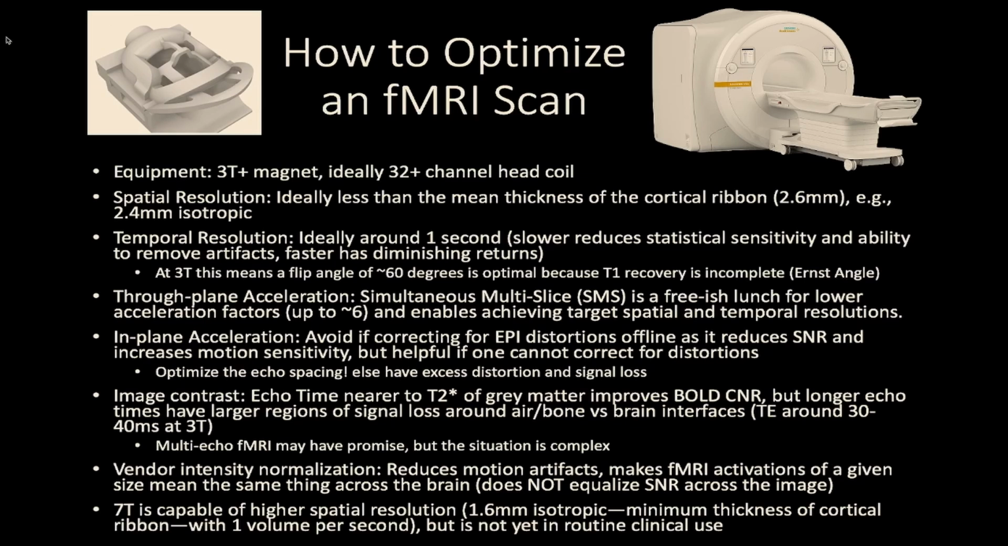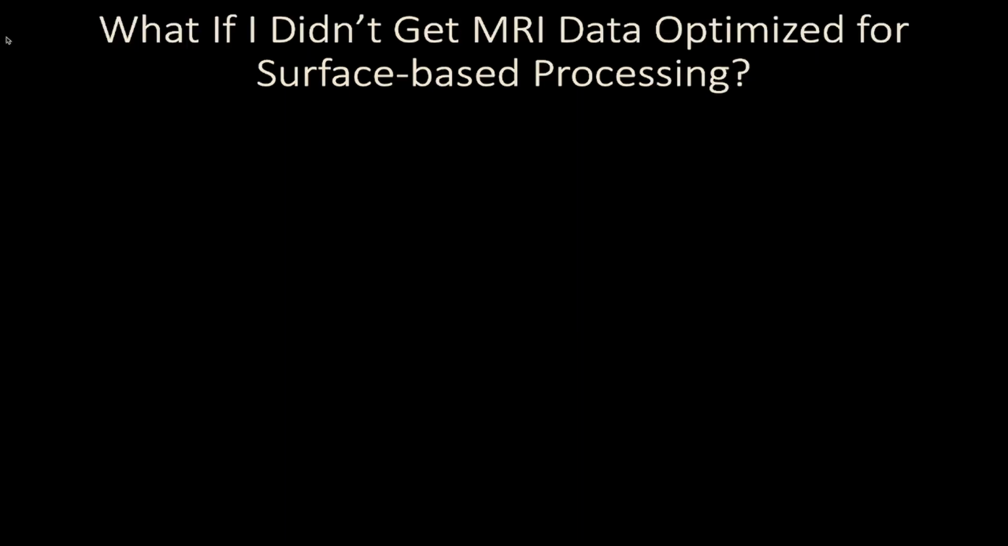And then 7T, if you have access to it and your population is appropriate for it, can achieve higher spatial resolutions, 1.6 isotropic, the minimum thickness of the cortical ribbon, with a TR of 1 second, but it's not a routine clinical approach. But what if you didn't follow all of these recommendations because you just showed up to this course and you have data that you want to process on the surface? What about that? Well, if all you have is a 1 millimeter isotropic T1 weighted image, that's okay. We can still do surface-based processing.